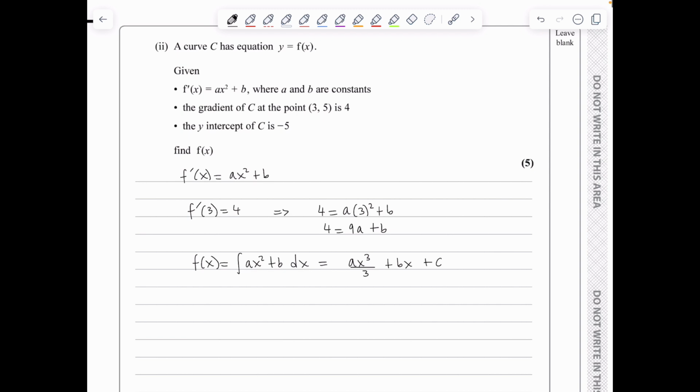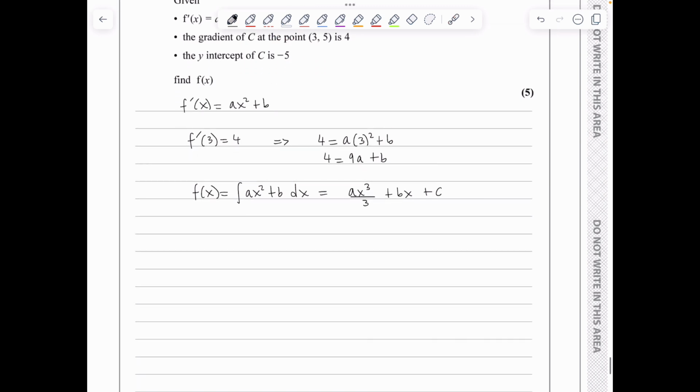Now, we have been told that the y-intercept of C is -5, which simply means that f of 0 is -5. So this gives me that -5 is equal to c. And I can also use the fact that the point 3, 5 is a point on the f of x. So we have that f of 3 is equal to 5. And therefore 5 is equal to a times 3 cubed over 3 plus 3b, and the c, which was -5, leading to 10 is 9a plus 3b. So we now have two equations that involve a and b.